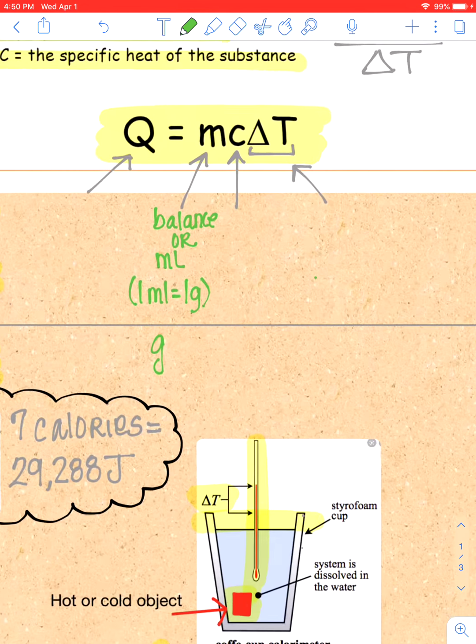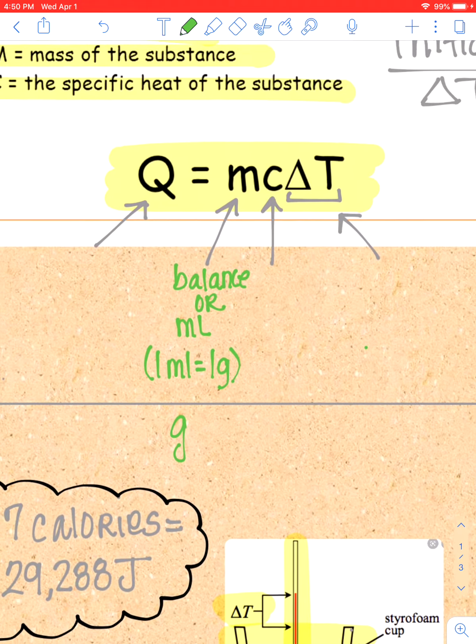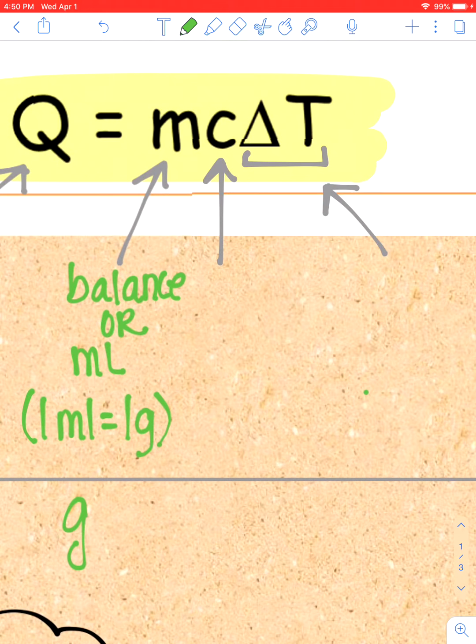All right, what about the C? C stands for the specific heat of a substance. Whoa, what the heck is that? Okay, specific heat is a number that basically tells us how hard a substance is to heat up. If it has a high specific heat value, then it takes a lot of energy to heat it up, something like water. If it has a low specific heat value, then it means that it's going to be pretty easy to heat up, so something like metal.